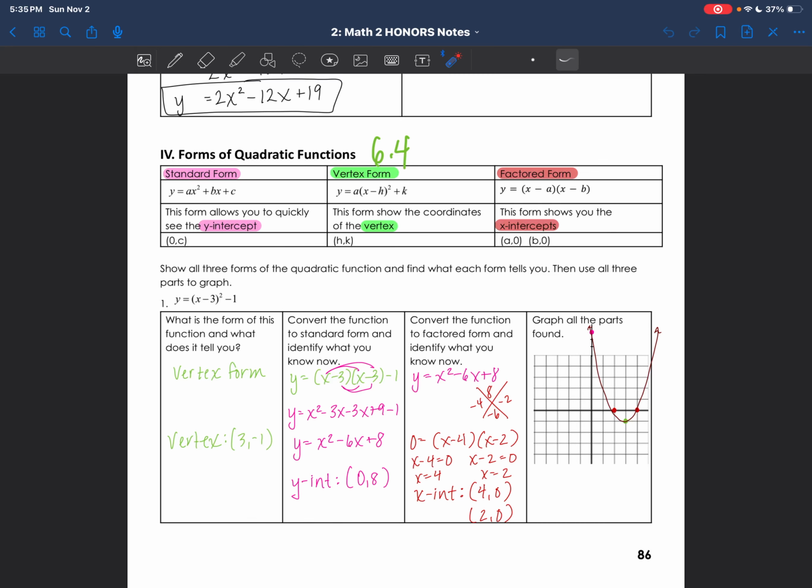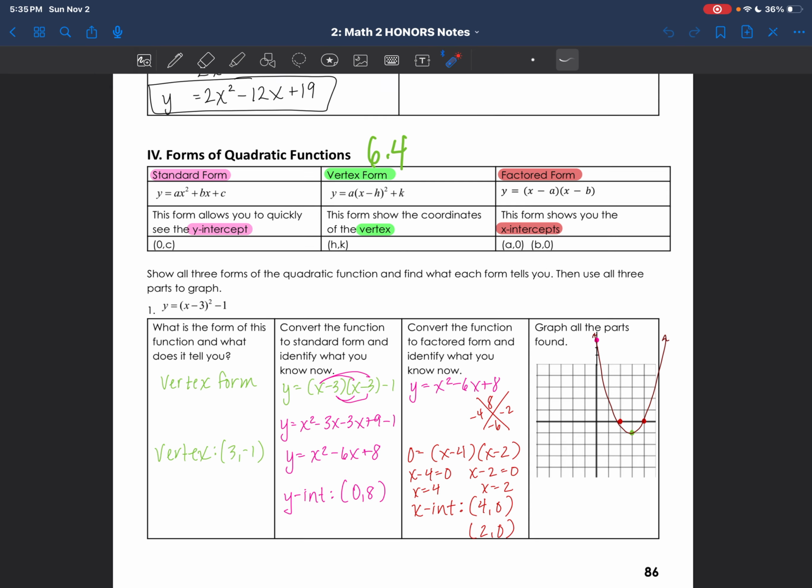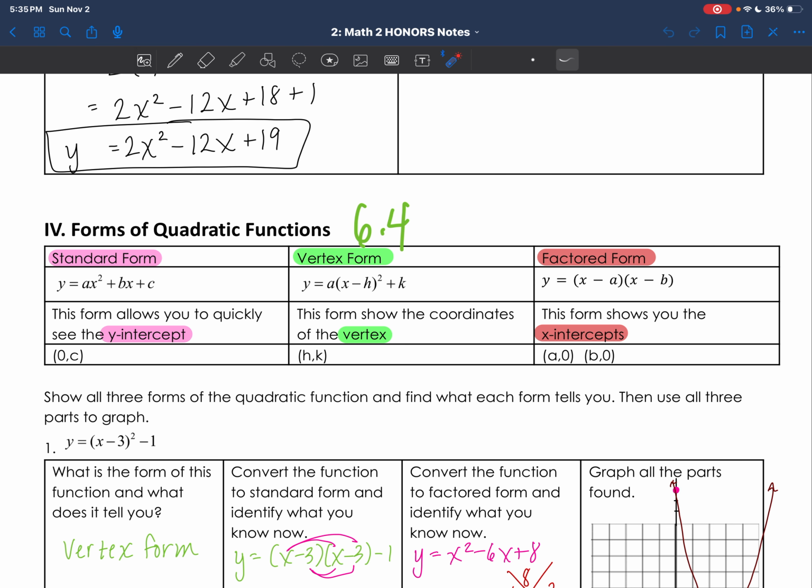All right, today what we're going to talk about are forms of quadratic functions. So basically we're taking everything we've done before and putting them together and kind of switching from one form to another. So there are some important things to know about each of the forms and why they are beneficial. So first you have standard form.